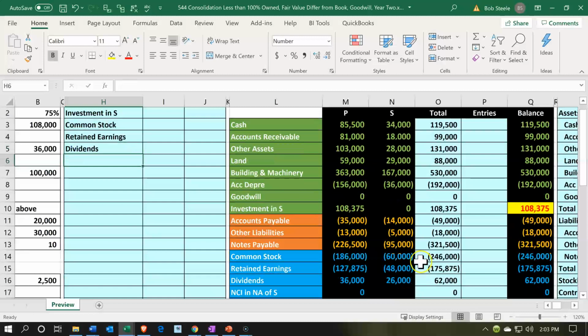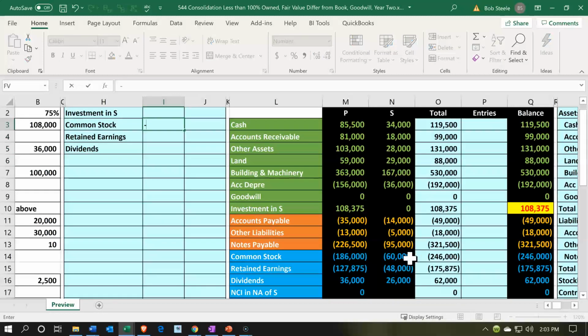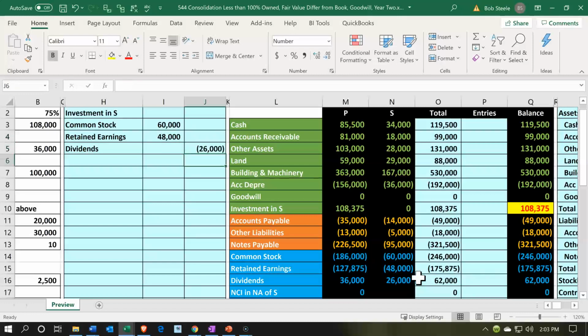And I'm just going to do what I've got to do to remove S's portion. So the common stock is a credit, so I'm going to debit it. So I'm going to say negative of that 60,000. And then retained earnings is a credit here, so we're going to debit it. So I'm going to say negative of that 48,000. And then the retained earnings is a debit, so we're going to credit it. So I'm on the credit side. We're going to credit it for that 26,000. So there we have those items.